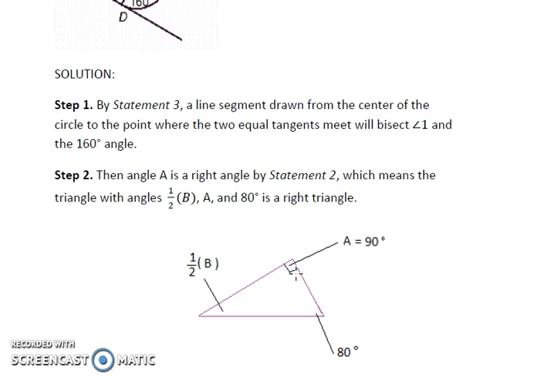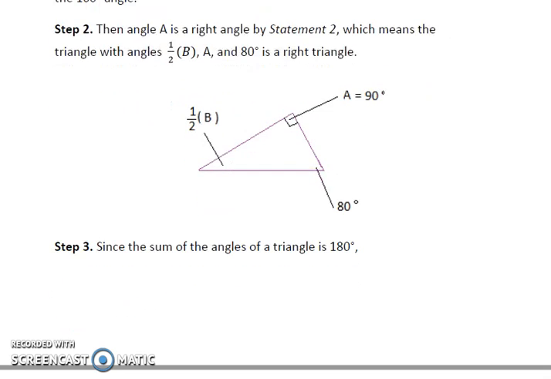By statement 2, this angle A is a right angle. So this is 90 degrees because this is a line segment drawn from the center to the tangent line. This is perpendicular, which means this is 90 degrees. So that's by statement 2. So now we have a triangle where this is 90 degrees. We have a right triangle where this is 90 degrees. This is 80 degrees. This is some unknown angle, but it's half of the angle we want to find.